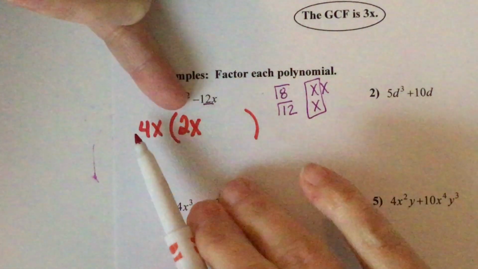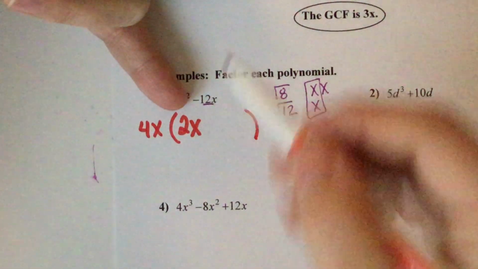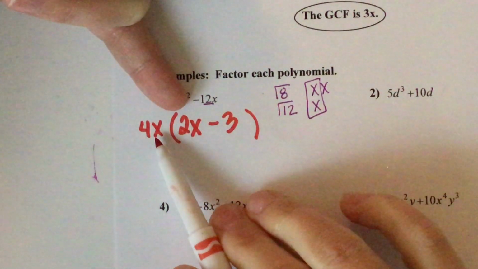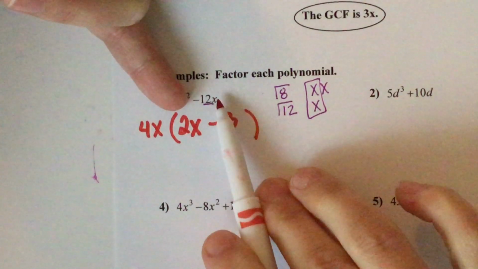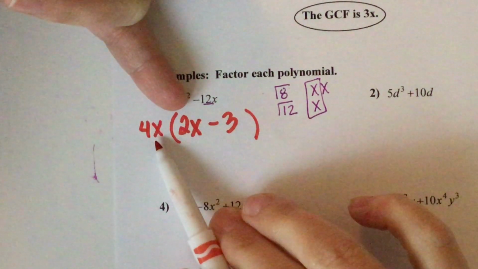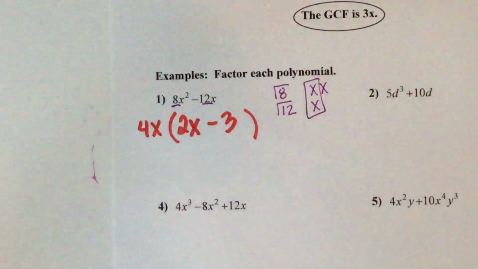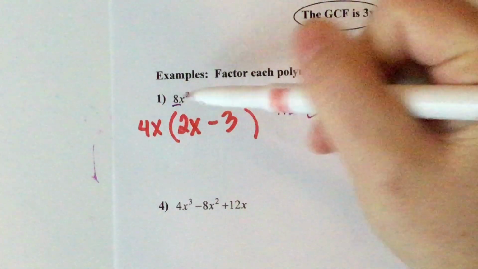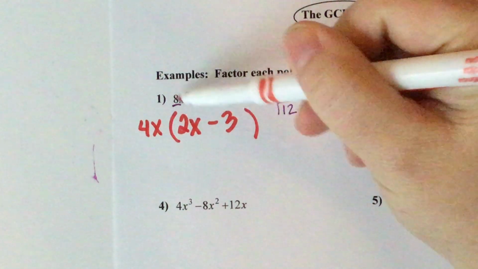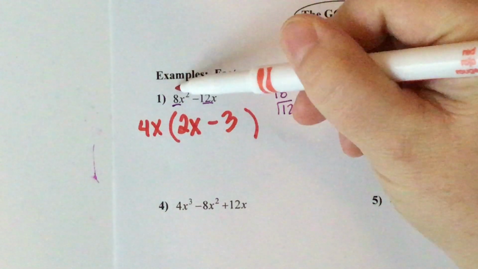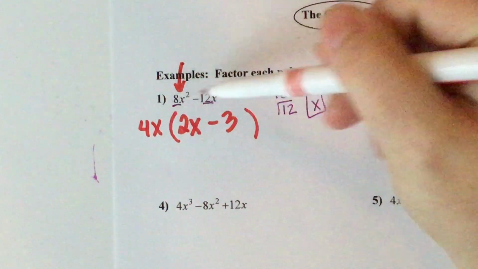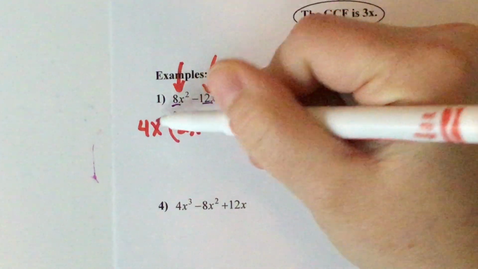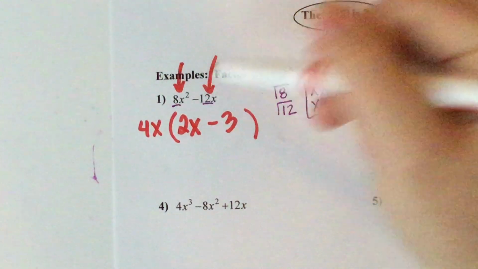Okay, now let's get the guy in the back. What could you multiply a 4 with to get a negative 12? A negative 3. And you don't need to multiply x with anything to get an x because you've already got an x and you only wanted an x. That's your answer. So when you're done, this should distribute to give you this. Let's see, 4x times 2x. Yep, that's 8x squared. 4x times negative 3. Yep, that's a negative 12x. So this should distribute to give you what you see up here.